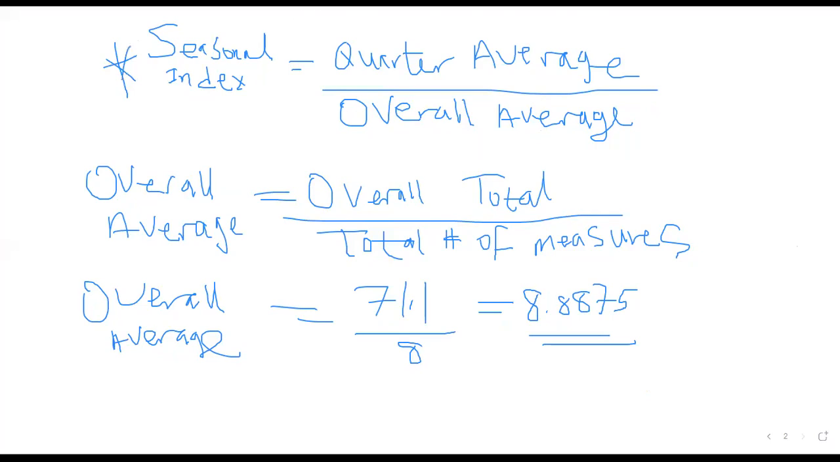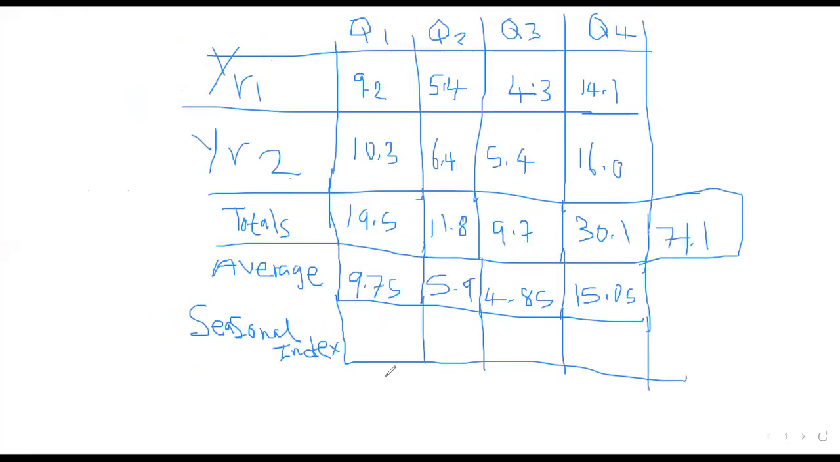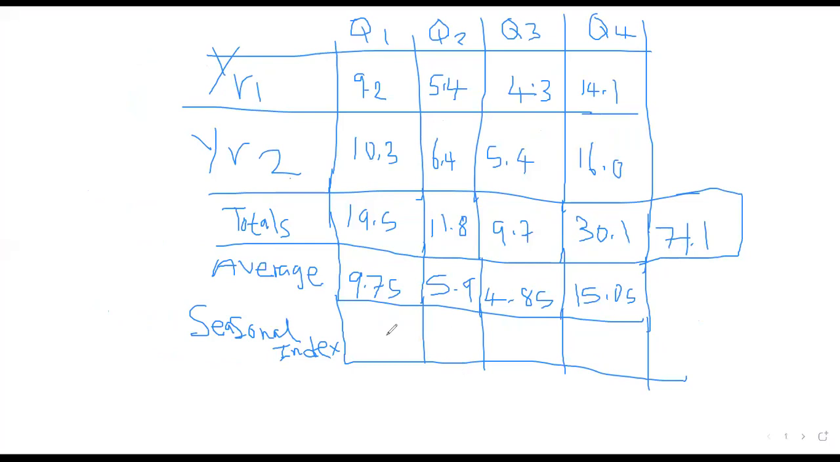And they have told us that for the seasonal index, we need to go for 4 decimal points. So what is going on here is that we are going to find our seasonal index, which is quarter average over overall average. Our overall average is that amount, 8.88. So this one divided by 8.8875.